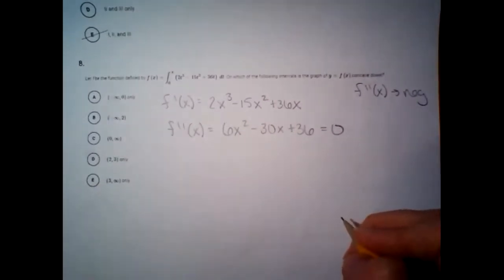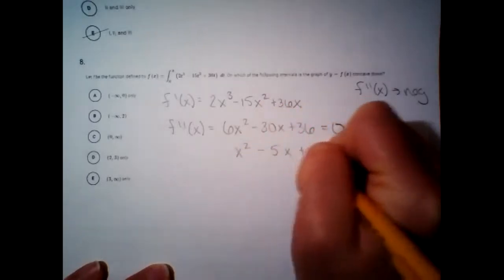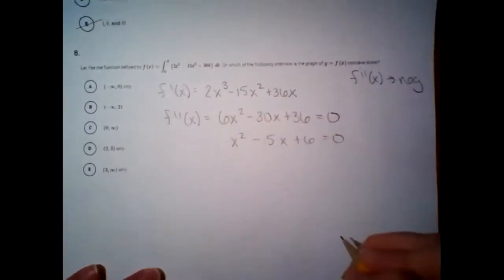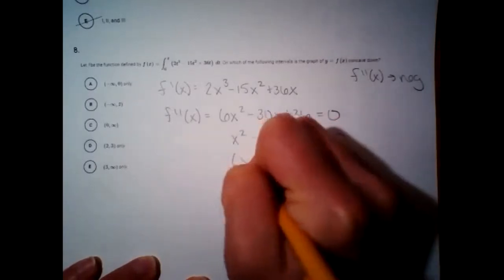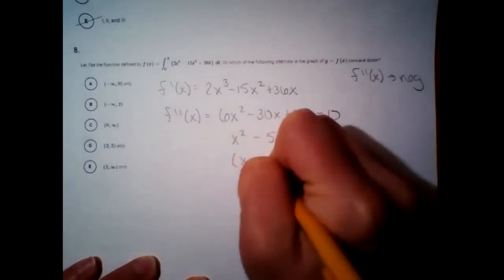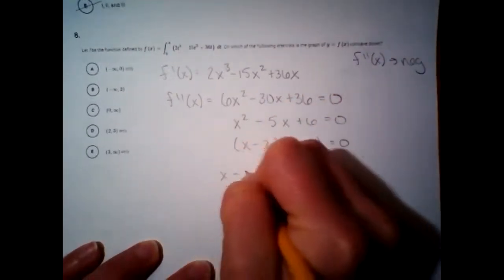And then I'm going to divide everything by 6 just to make the numbers a little bit smaller here. And then we can factor. So that's going to split into x minus 2 and x minus 3. And so I'll make a number line for each of these.